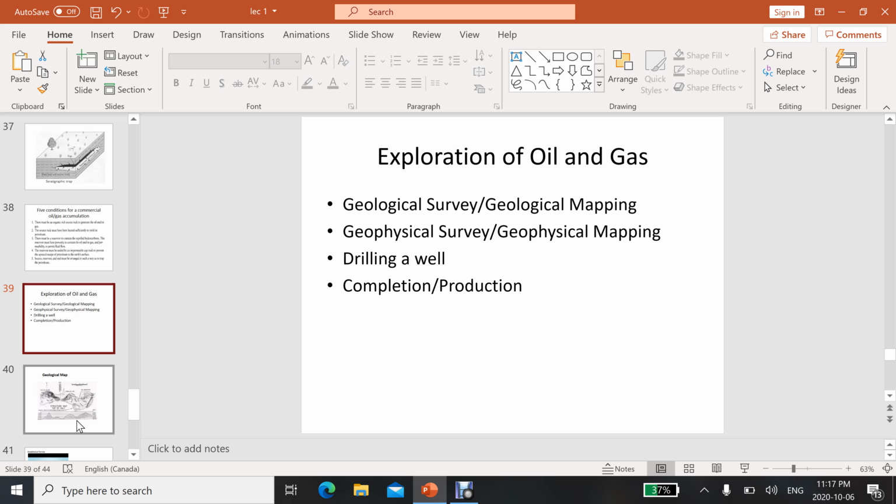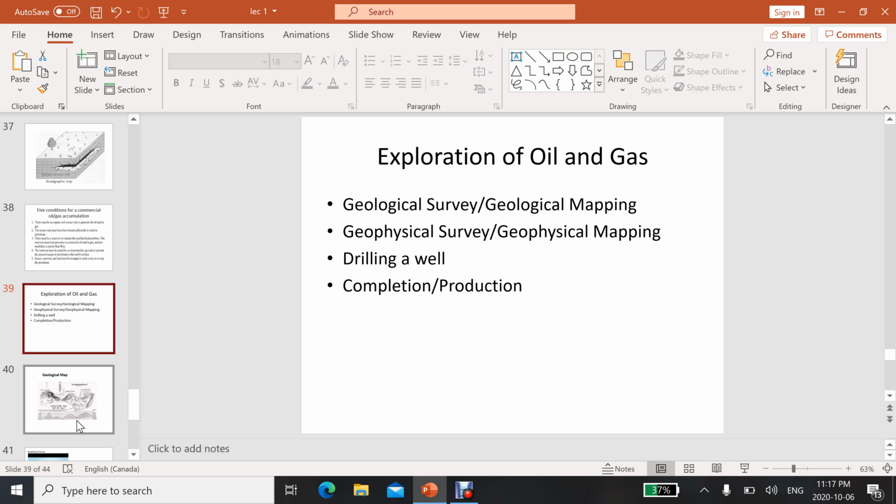And after developing geological and geophysical maps, you will decide where to drill a well in that area. And after drilling, you will complete the well, and if your well hits the hydrocarbon, you will get production.